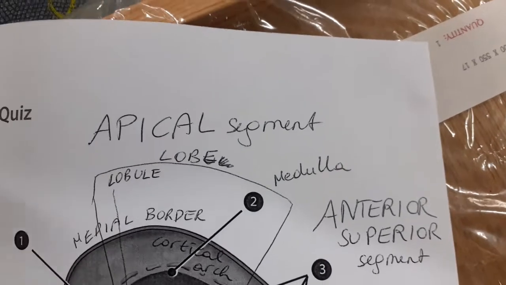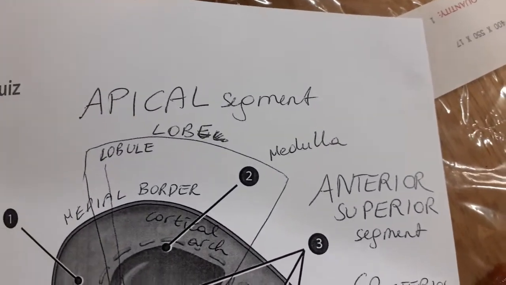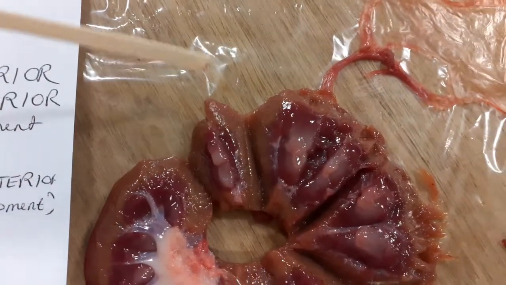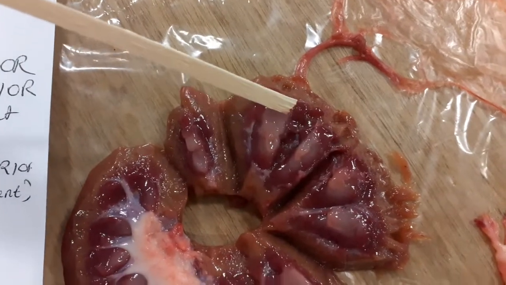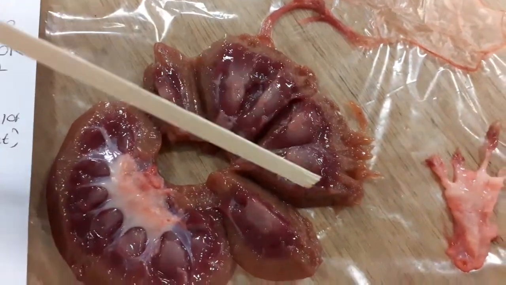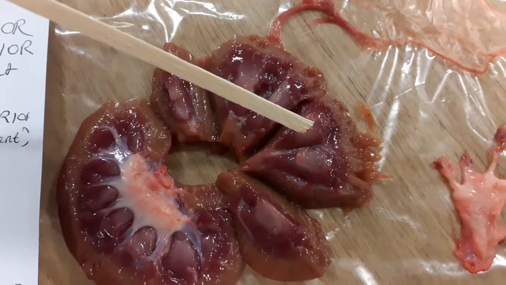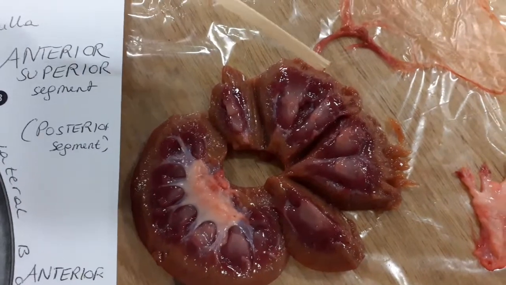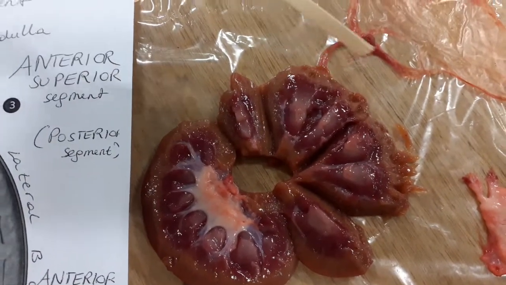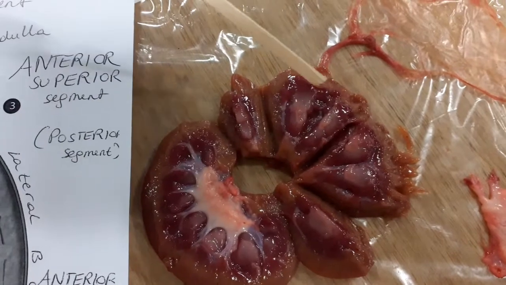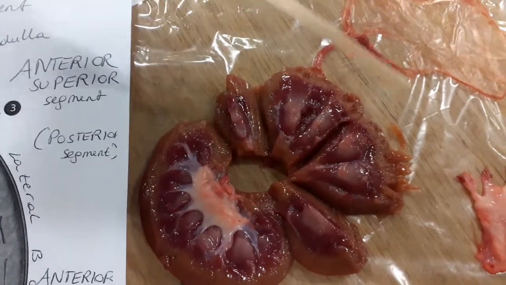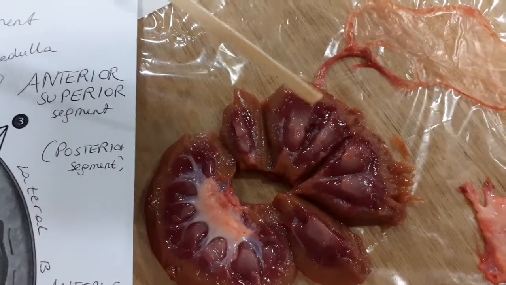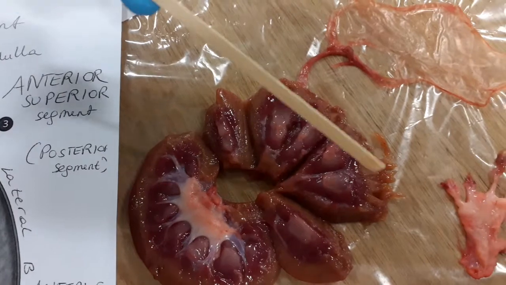So now we're talking about the different sections of the kidney. We start with the apical segment that is here, moving down to the inferior superior segment and the anterior inferior segment and the inferior segment. Both behind the anterior superior and the anterior inferior segment, we can't see it because it's behind, so we also have the posterior segment. The posterior segment is here.